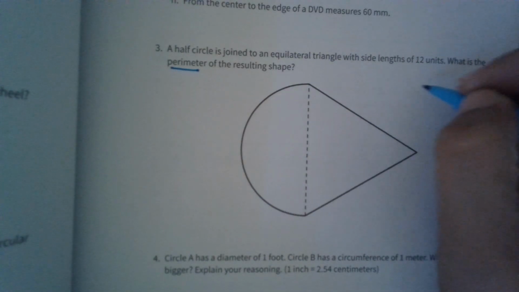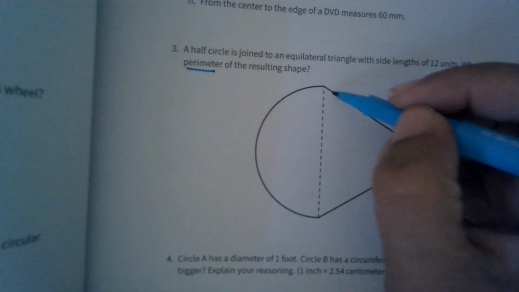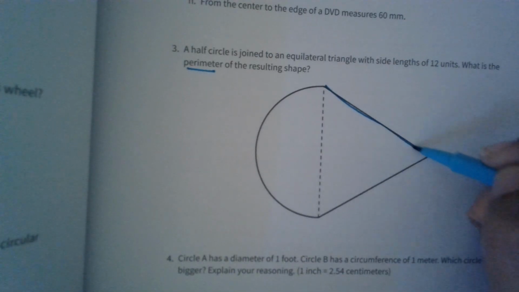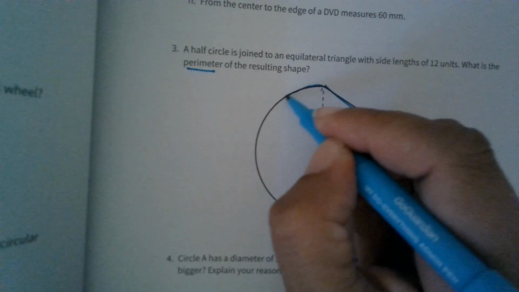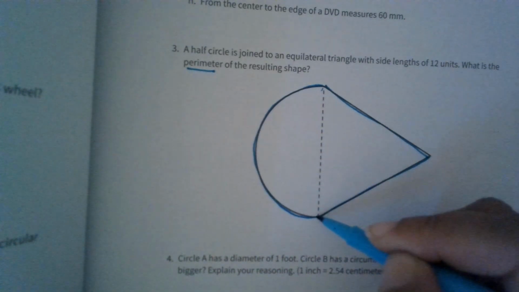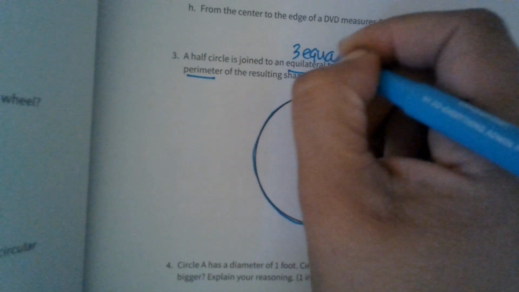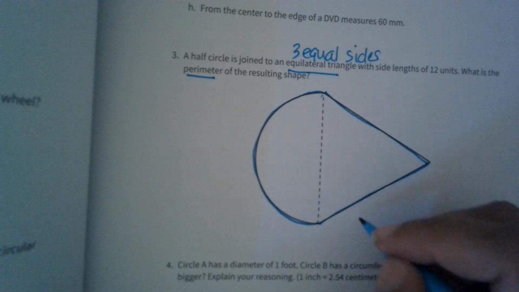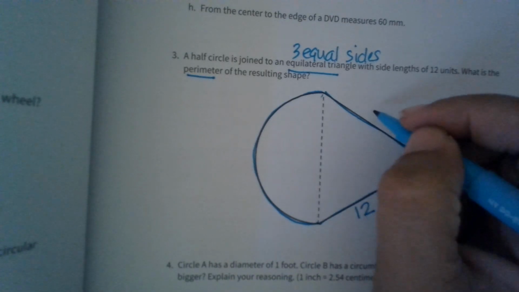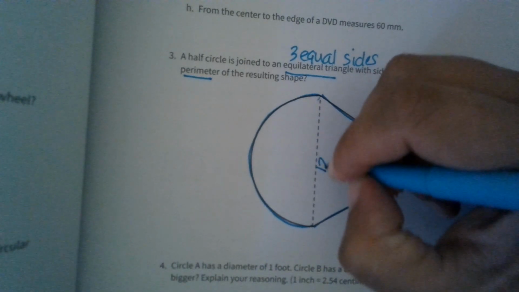So you need to remember what's perimeter. Perimeter is the distance around a shape. So that means I need to find the perimeter from here to here, from here to here, and then this half circle all the way around. Now, an equilateral triangle means a triangle with 3 equal sides. Meaning, they gave me the side length, this was going to be 12 units. What that means is this is also 12 units, and then that means this is also 12 units.